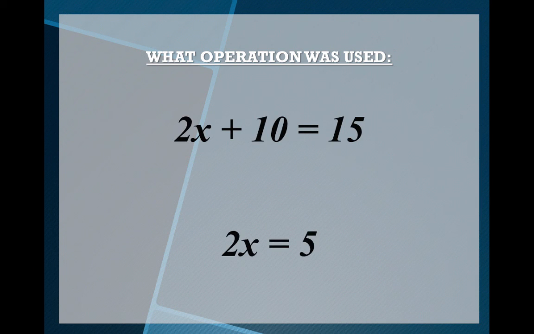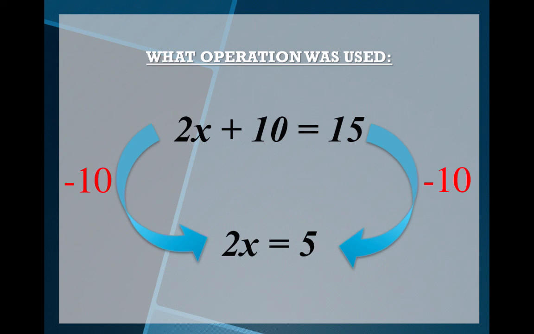Now let's see if you can figure out what operation was used. So here are two equations. 2x plus 10 equals 15, and 2x equals 5. Can you figure out what I did to get from the first equation to the second equation by ensuring that these are equivalent equations? Well, let's see. What did I do to the left-hand side? Well, I subtracted 10. So 2x plus 10 minus 10 gives us 2x. What about the right-hand side? Did I subtract by 10? Yes, well 15 minus 10 is 5. So the operation I used was I subtracted 10 from both sides.